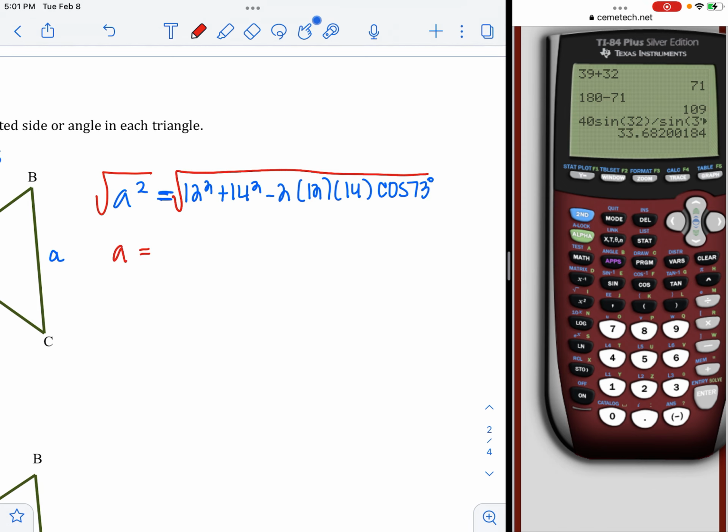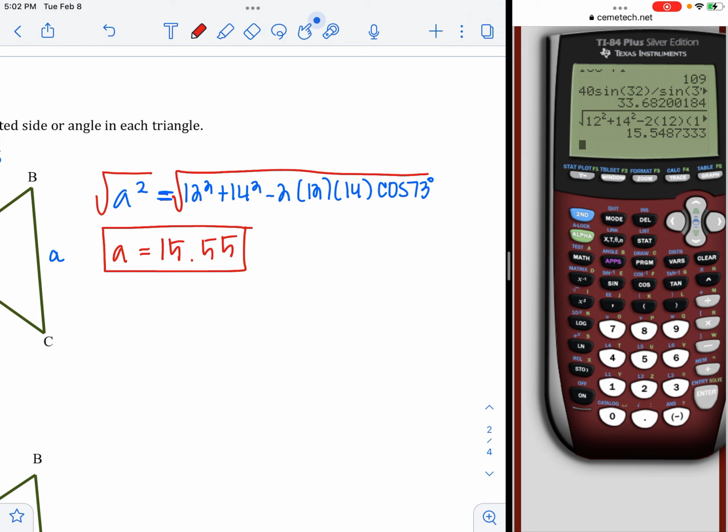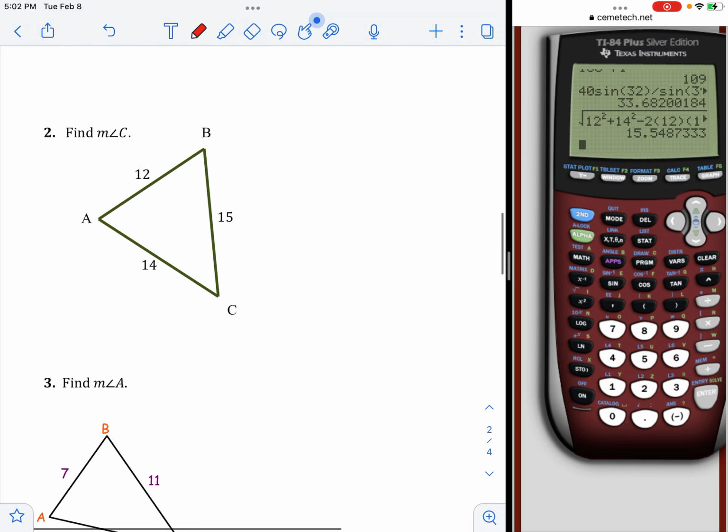So I have A is equal to, and now I just have to carefully type this in my calculator. I'm going to start with square root, 12 squared plus 14 squared, minus 2, parentheses 12, close the parentheses, open a new one, 14, close it. Cosine is 73. Close the parentheses, hit enter. This is a side length, so we're using 2 decimal places to the nearest hundredth. 15 point. I see 54 on my screen, but there is an 8 next to it. So I'm going to round that up to 55. Okay, let's move on to the next one.